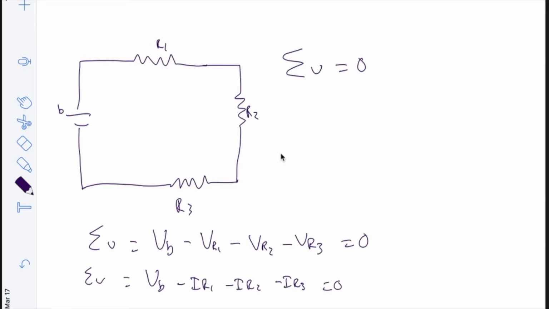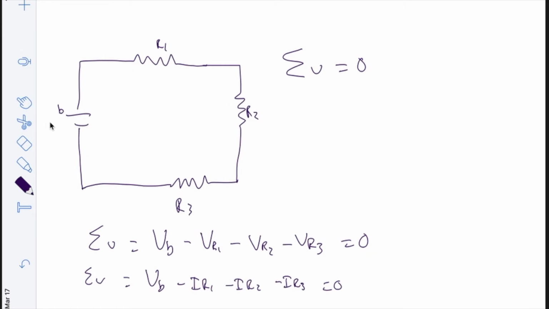Our second rule is the loop rule, and the loop rule is that the sum of all the voltage differences in each element of the circuit has to equal 0, and that usually means that the sum of voltage differences across all elements besides the battery has to equal the battery.